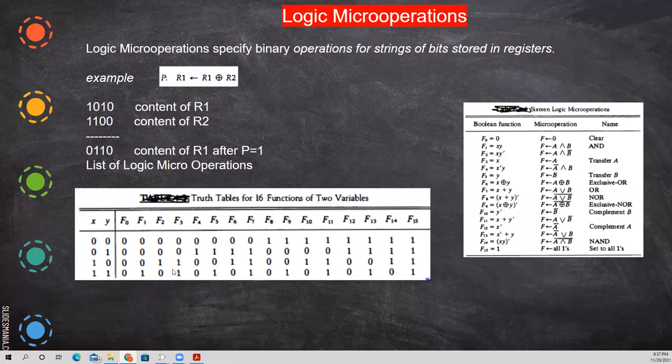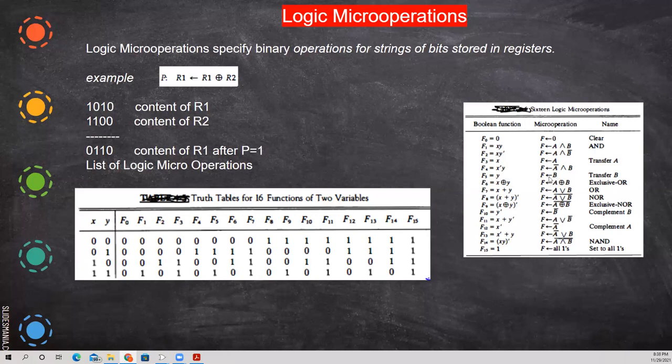Then for F3 here, we have 2 ones. Here also 1, here also 1. So how can it be written? F3, that is X Y dash and XY. So when you reduce that, you get the value X. Then for this F4, here we have 1. So X bar and Y. Then F5, same way. You have F5 here. So again, when you apply Boolean algebra, you will have this Y. It is assigned, B is assigned.